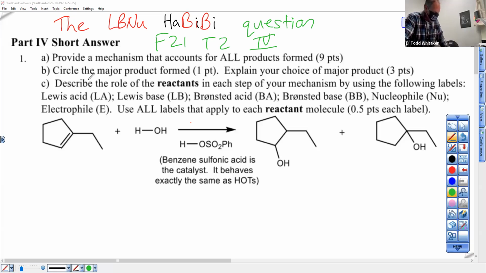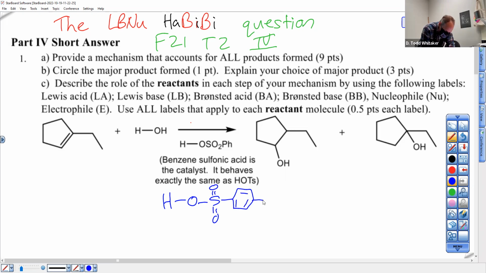What we have here is part 4, question number 1, test 2, fall 21. Benzene sulfonic acid is the catalyst. It behaves exactly the same as H2SO4. Oh, yeah, maybe you didn't know that. HOTS is HOSO2 with a phenyl and a methyl. And that's this one.